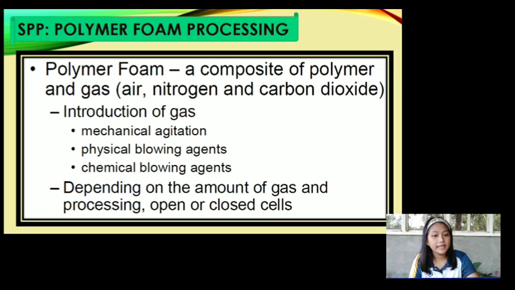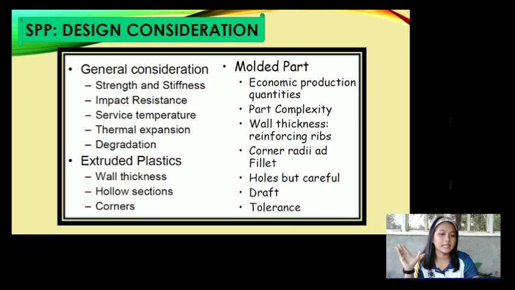So the next one is the polymer foam process, which is a composite of polymer and a gas, which consists of air, nitrogen, and carbon dioxide. Next one is the design consideration. The general considerations, extruded plastics, and molded parts. The first is the general consideration, which is strength and stiffness, the second one is extruded plastics, which is wall thickness, and the third one is the molded part, economic production quantities.